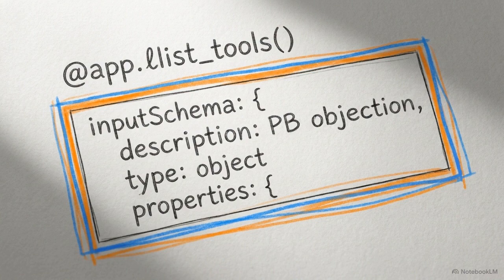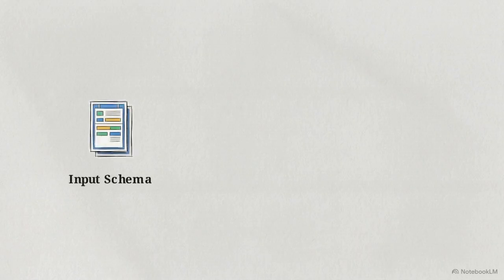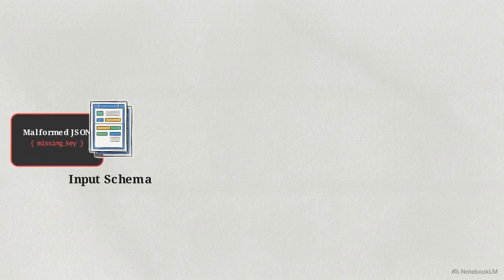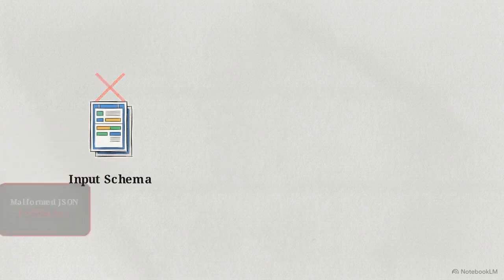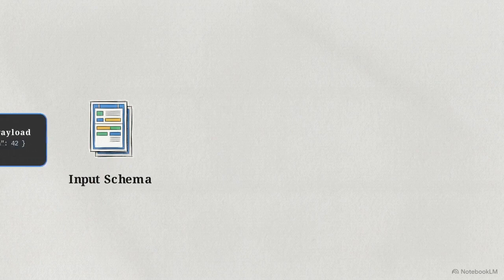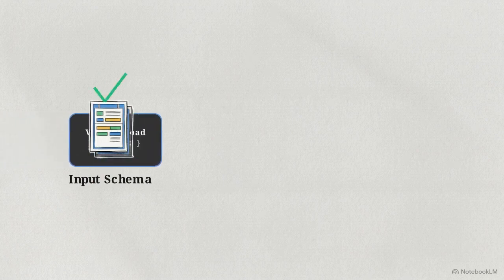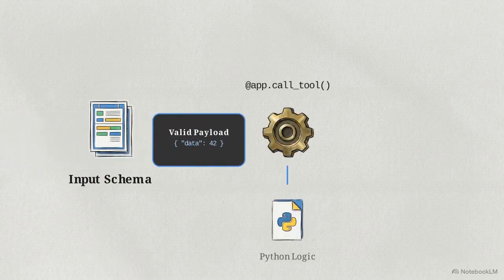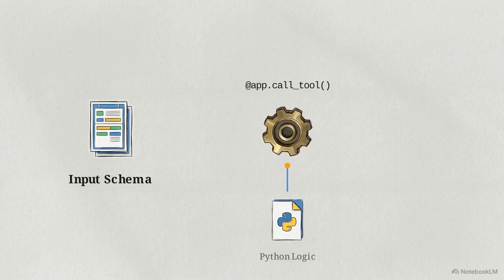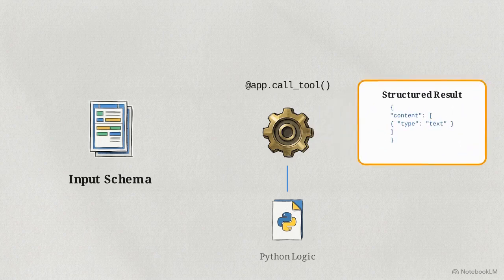The critical part of this code block is the input schema. This schema is where most initial builds fail. You have to strictly define your tool's input parameters using standard JSON schema rules, or the client will reject the execution. Once validated, the @app.call_tool decorator takes over. It accepts the arguments chosen by the AI, runs your underlying Python logic, and returns the result as structured text.